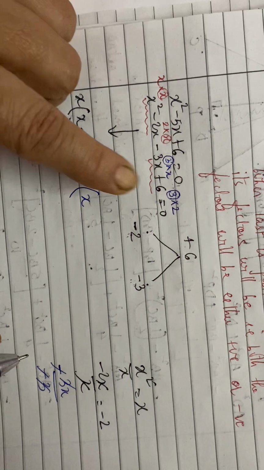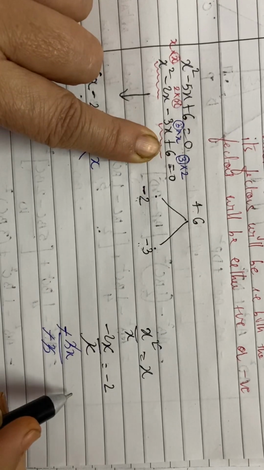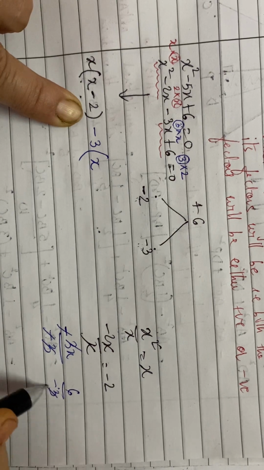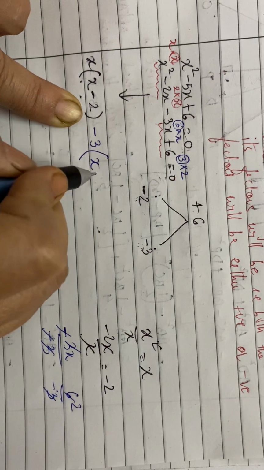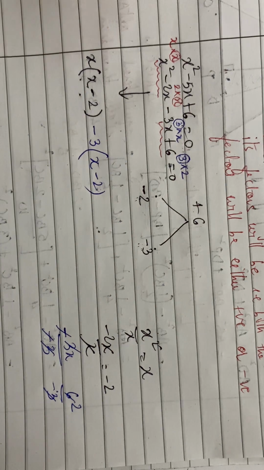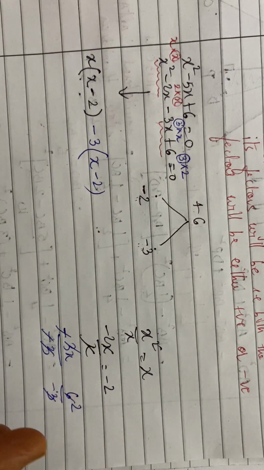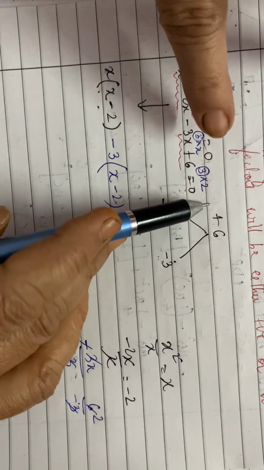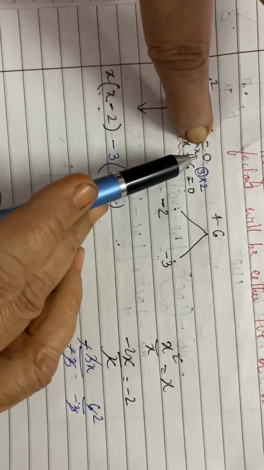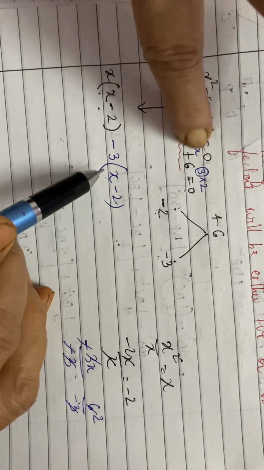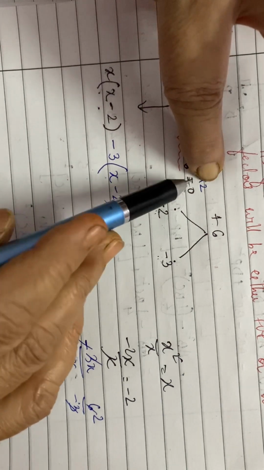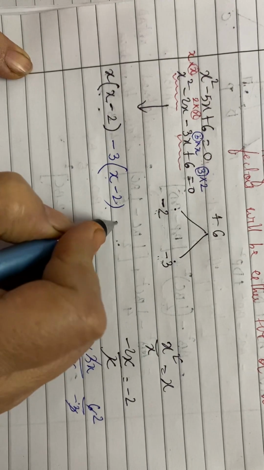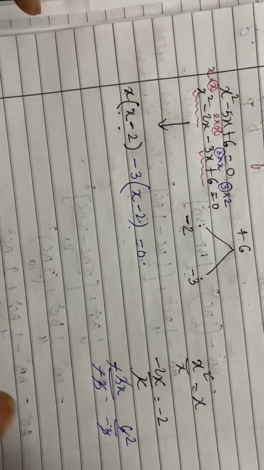Now what is my second term? 6. 6 has to be divided by minus 3. 3 ones are 3, 3 twos are 6. My answer is minus 2. So you don't have to do this much work. Just if you can understand, if I am taking out 3 from here, what is left is x. If I am taking out 3 common from here, what is left is 2. In this manner we have taken out common.